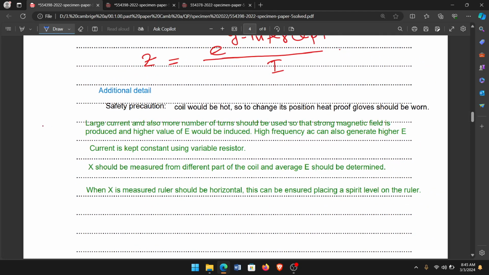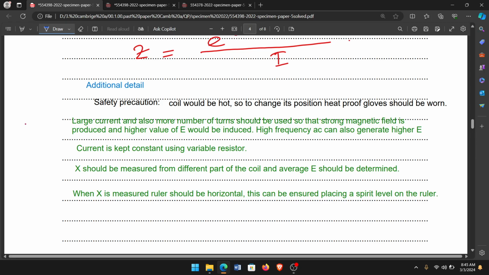If you think that some other thing should be mentioned, such as safety precautions, then you can add it here. Look, it could be like this. At first, mention the safety precaution clearly. The coil will definitely be hot, since you're giving a high current, so you cannot touch it. Or if you need to touch it while you are changing the coils, in that case use heat-proof gloves, right?